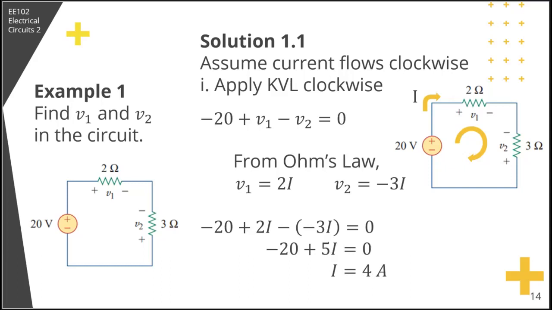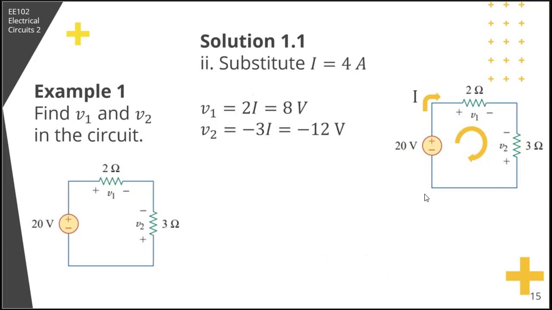The positive value of I means that the assumed direction of current flow is right. This is the current direction of positive charges, because we use the IEEE convention wherein the direction of current is the direction of the flow of positive charges. Once we have I, we can substitute that value into V1 and V2. So we have V1 equal to 8 volts, V2 equal to negative 12 volts.